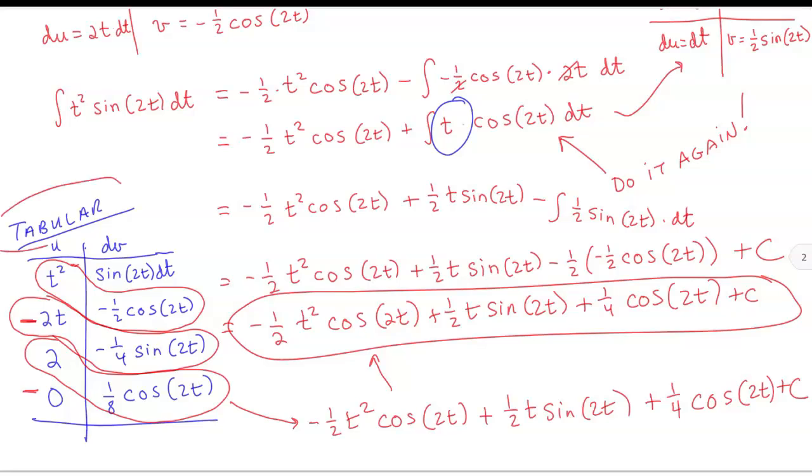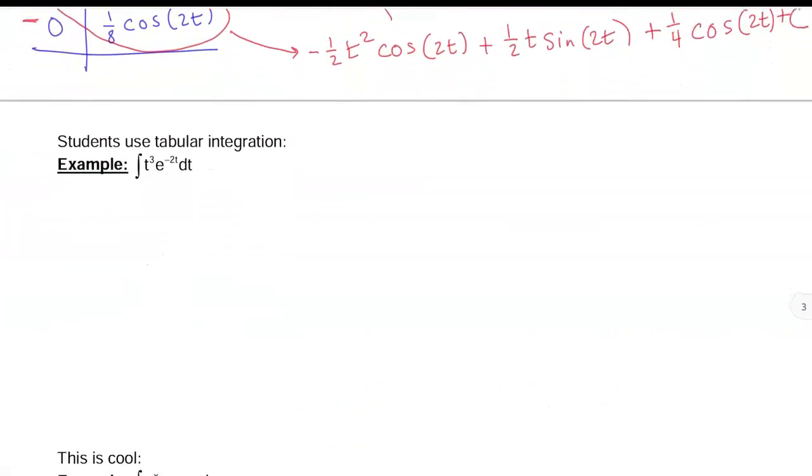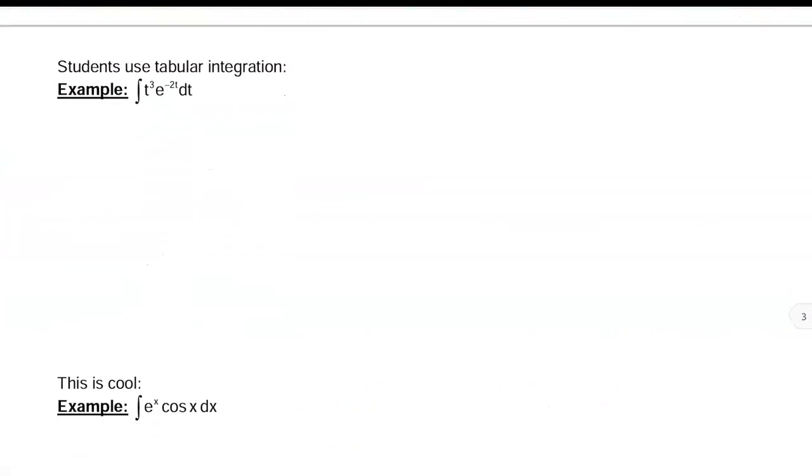Do you like it? Do you like tabular integration? I hope so. Let's use tabular integration to do the next example. Please pause the video, do the next example, and then turn the video back on to check and see if we got the same answer.